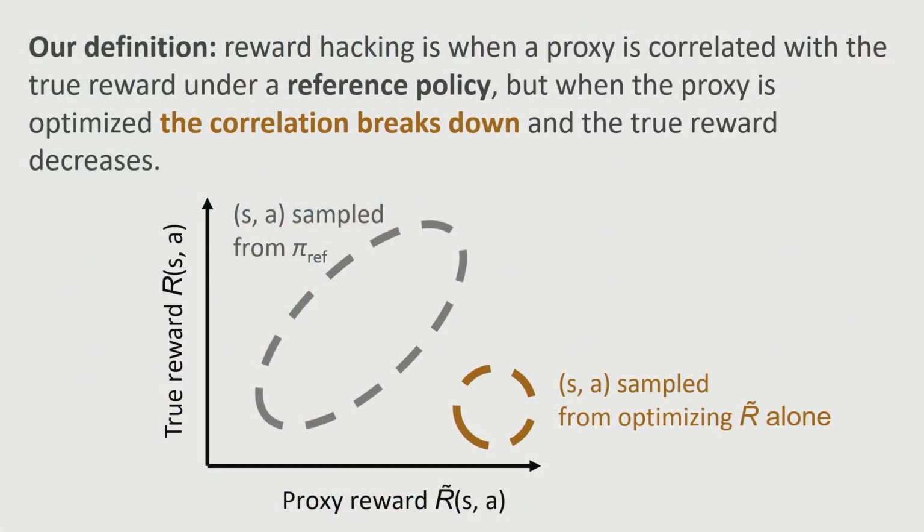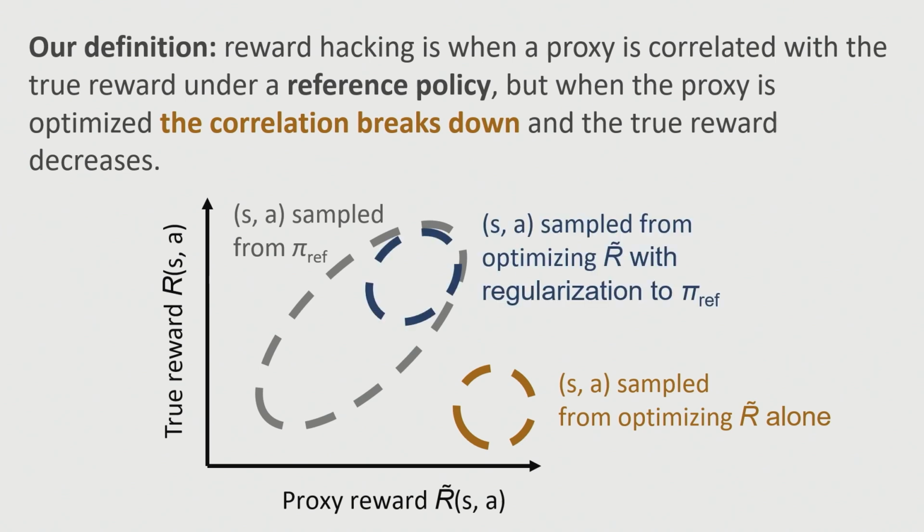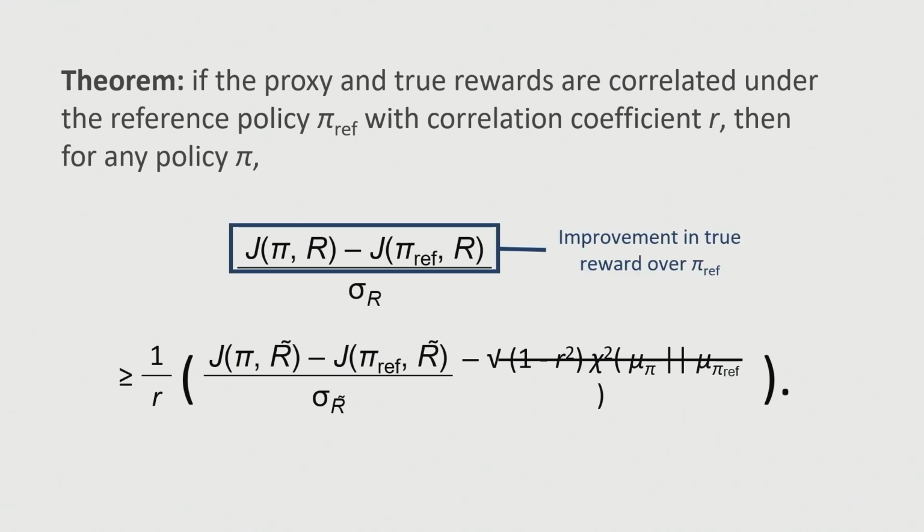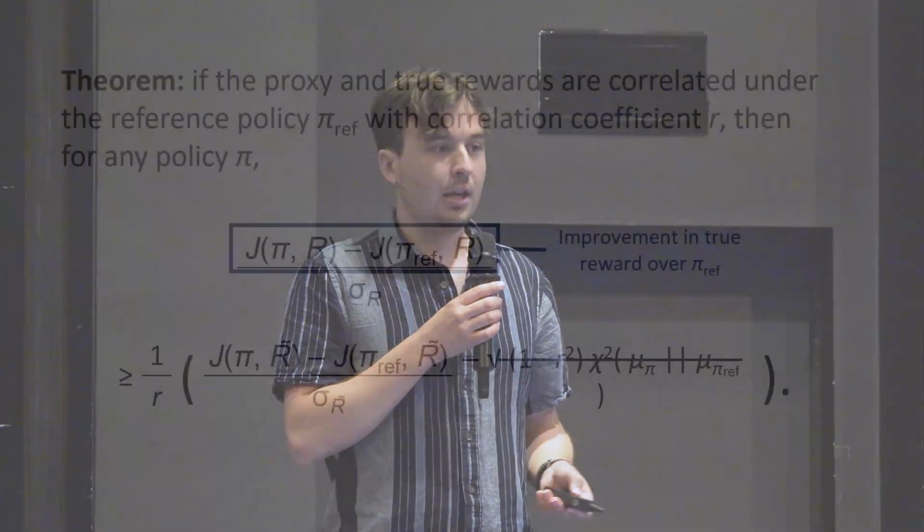And this picture also suggests now a way that we might prevent reward hacking, which is by trying to stay in distribution instead of going down to this lower right-hand corner on this plot. So maybe if you can stay in distribution and optimize the proxy, you can end up in this upper right corner and actually improve the true reward. And we have this theorem that shows exactly that. So this theorem lower bounds the increase of some policy's true reward over the reference policy, which is exactly what we want to optimize. But obviously, we can't optimize this directly if we're assuming that we don't have access to the true reward. However, the lower bound on the right-hand side of this equation, we can optimize.